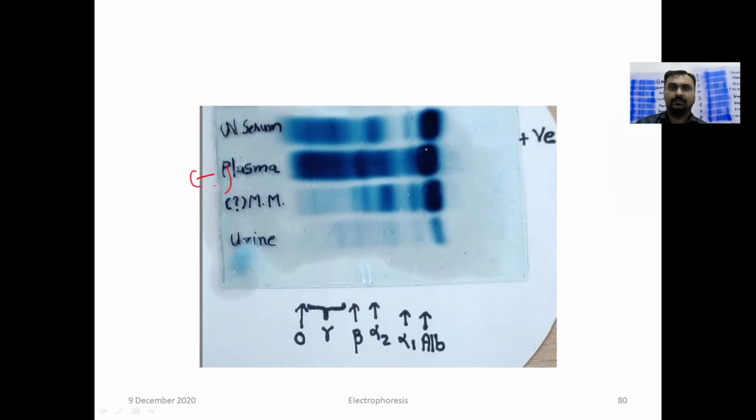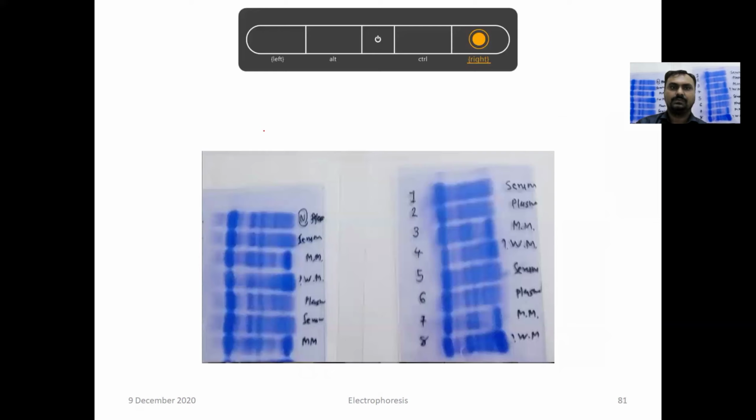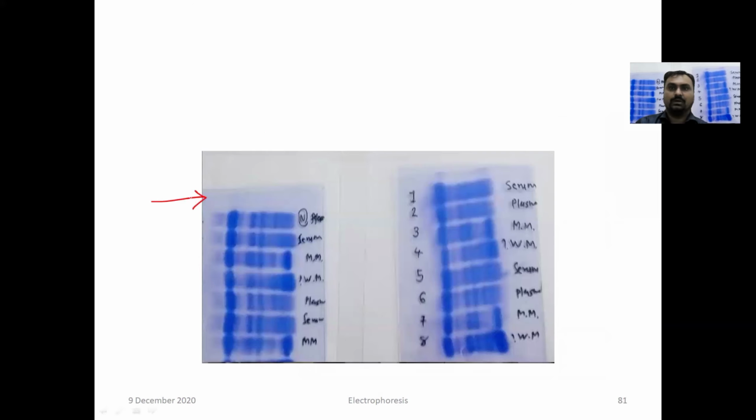Same here. This is the negative electrode and this is the positive electrode. So albumin, alpha-1, alpha-2, beta, gamma globulin. This is again an electrophoresis that I have made. You can also watch my video about the hemoglobin electrophoresis procedure in detail. I will also share it in the description.